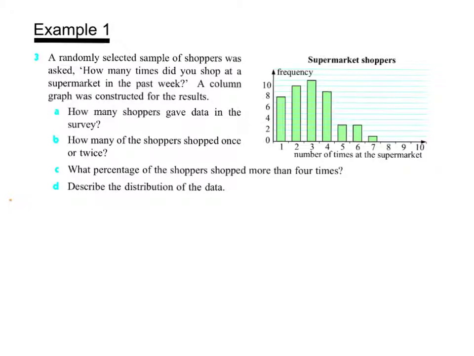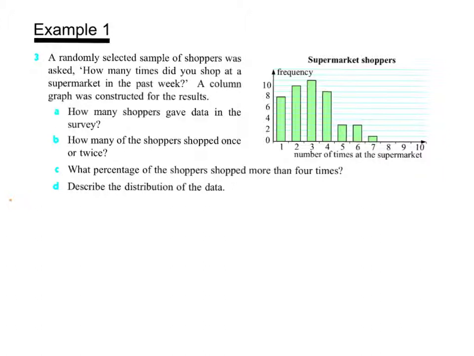Let's take a look at an example problem from the book. This is problem number 3 from exercise 8b from the text. In this problem, a randomly selected sample of shoppers was asked, how many times did you shop at a supermarket in the past week? And the column graph was generated from the data. We have 4 questions. How many shoppers gave data in the survey? How many of the shoppers shopped once or twice? What percentage of the shoppers shopped more than 4 times? And we're asked to describe the distribution of the data. In all cases, we need to refer to the column graph.